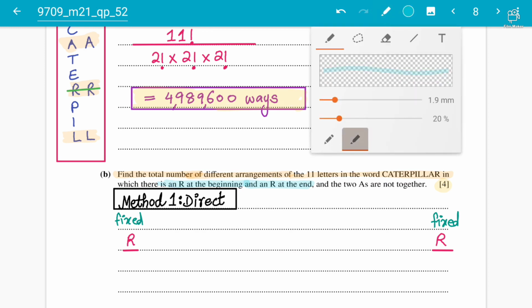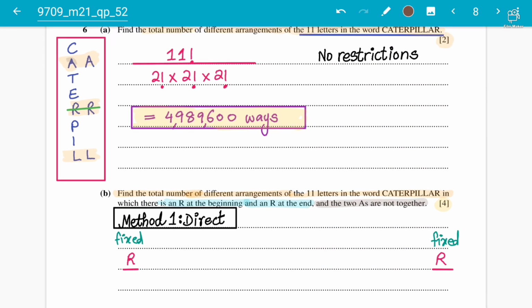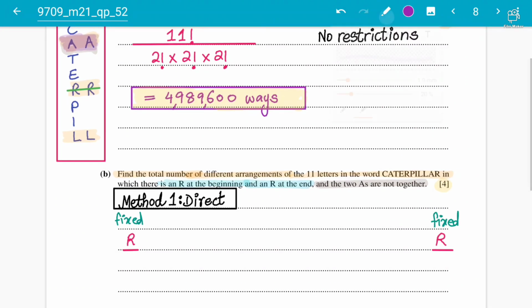The other restriction that we have to focus on, students, is that the two A's are not together. So now the direct method says that we only have two A's, right, students? I'm highlighting that we only have two A's, and both of these A's should not be together. Follow carefully when you do this type of question: when something can't be together, you start with the spaces method.